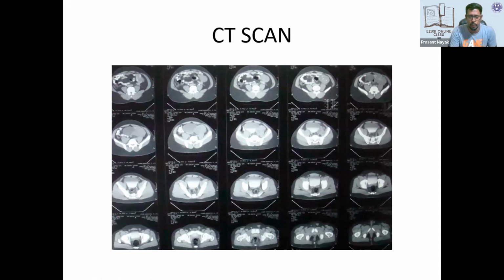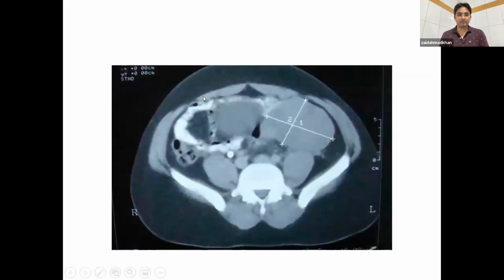How do you classify N1, N2, N3? N1 means nodes less than 2 centimeters. N2 is 2 to 5 centimeters, and N3 is more than 5 centimeters. Yeah. So that is the rough size classification. Also, multiplicity of nodes also matters, right? Yes. But in the size classification, it is less than 2, 2 to 5, and more than 5. So this with 5 centimeters, it's an N3 straight away. N3, yes. Okay. Can you go to the next image? Here I think there is a mass.